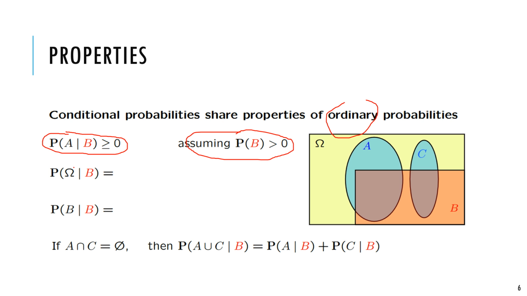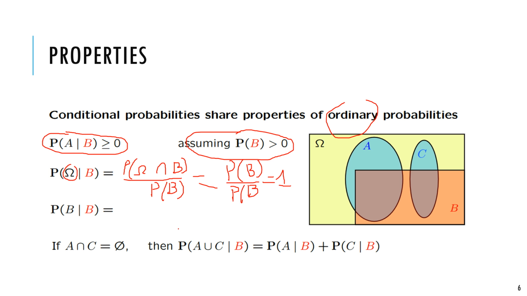And the probability of omega is the universe, or all possible outcomes. The probability of omega given B is the probability of omega intersect with B divided by the probability of B. Since omega includes B, the probability of omega intersect with B is the same as the probability of B, divided by the probability of B, and this equals 1. Right? Same as the example in the previous slides.